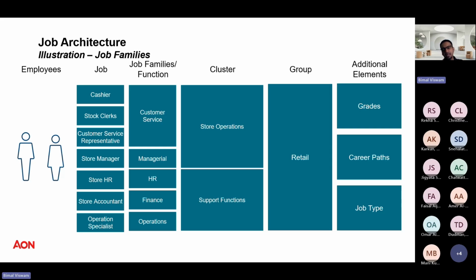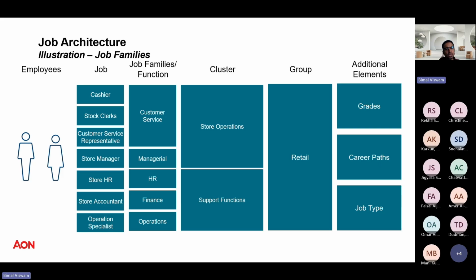Now, this is how you look at individual roles. Now you can obviously cluster these roles into job families or functions or departments, however you call them. Maybe you can put your enabling roles like HR in one, finance in one, operations in one. You can keep your customer service roles in another, and your manager roles in another. And maybe even you can cluster it by saying roles which drive store operations, then roles which enable or support store operations, right?